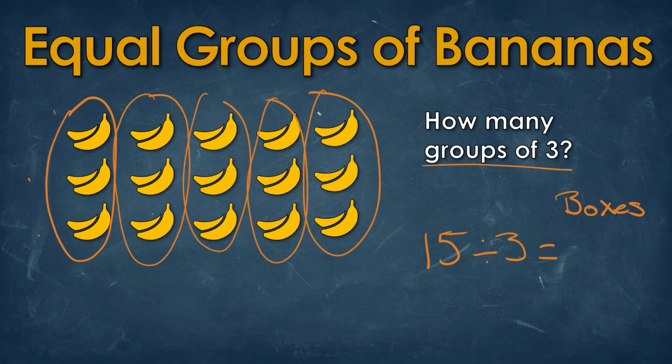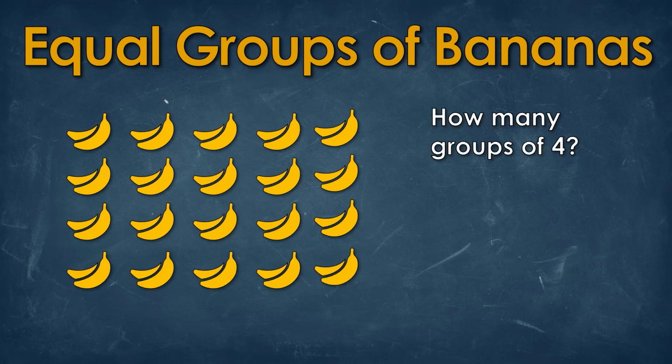So how many groups do we have? We have 1, 2, 3, 4, 5. So we figured out how many groups of 3 bananas we have. And for this example, it's the idea of how many boxes we need to put 3 bananas in each box. So our answer is 5.